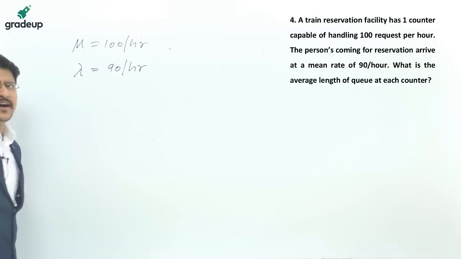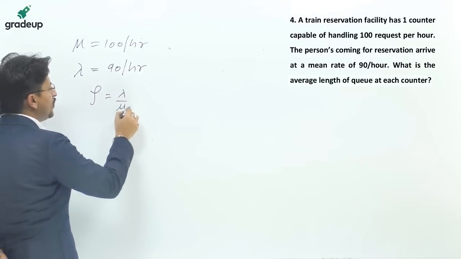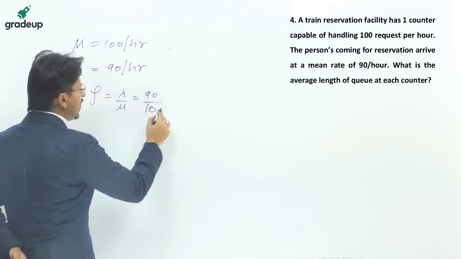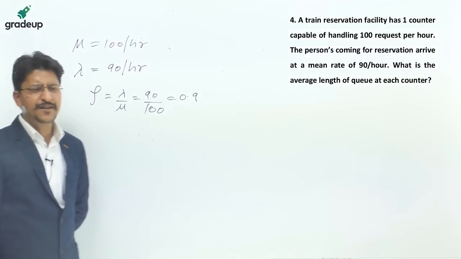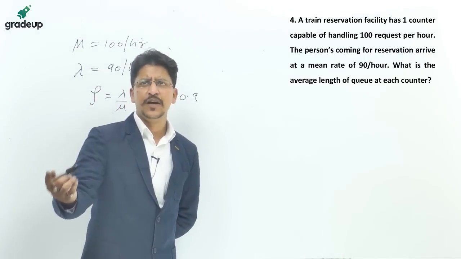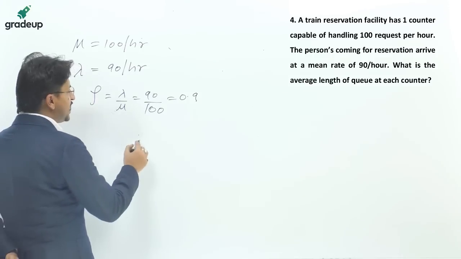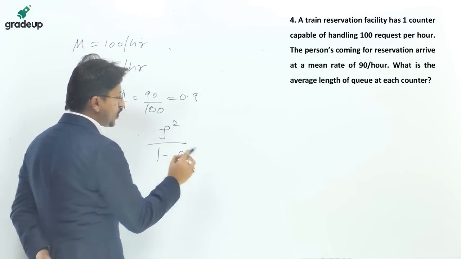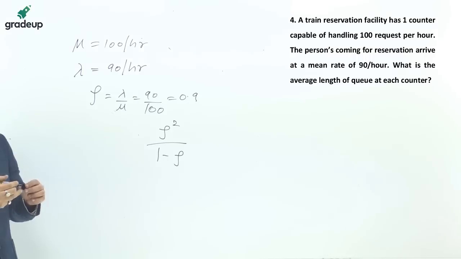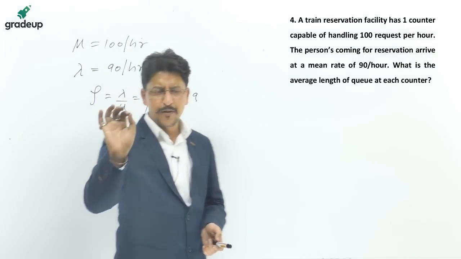So from here we find out rho. Rho is alpha by mu, which is 90 by 100, that is equal to 0.9. Then it is asked what is the average length of the queue at each counter, because there is only one counter. The formula is rho square upon 1 minus rho. For this chapter, do not go into probability type of questions because they are never asked. This is a simple tip.